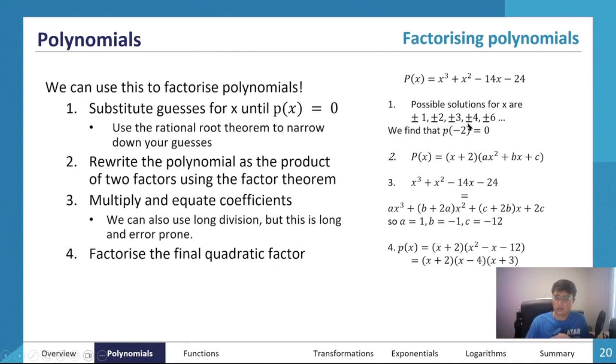Eventually, after a couple of guesses, substituting these values in for x, you'll find that negative 2 is the value of x for which this polynomial is equal to 0. So p of negative 2 is equal to 0.